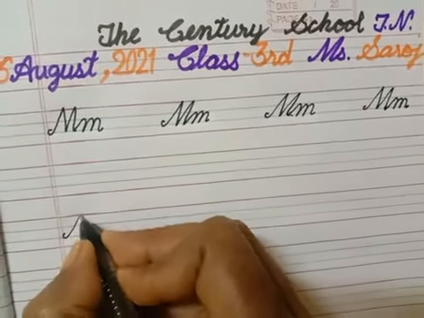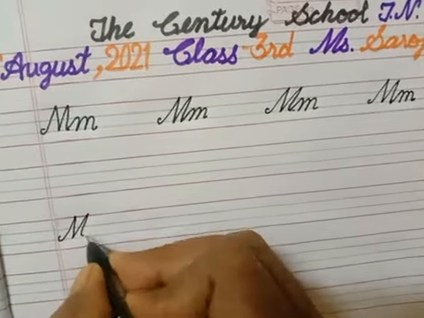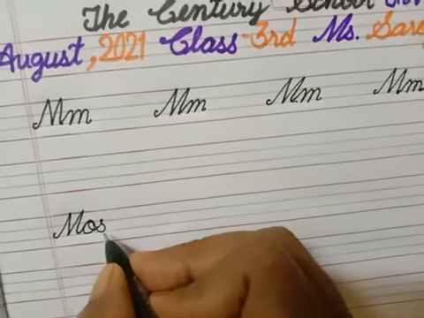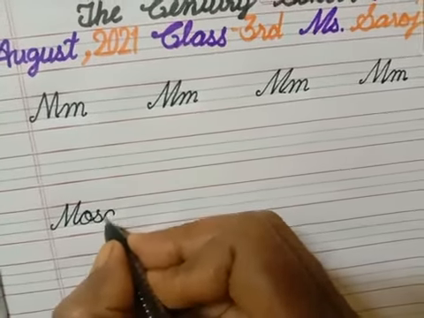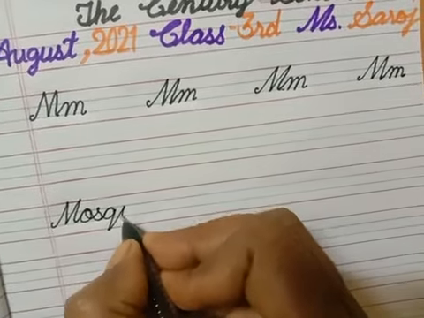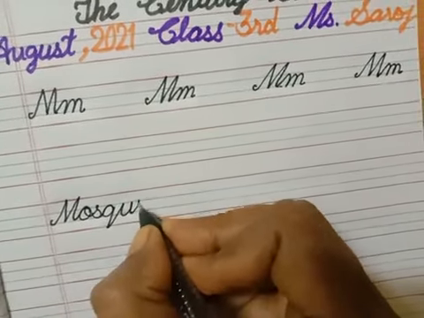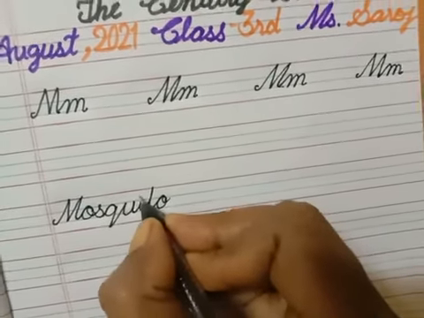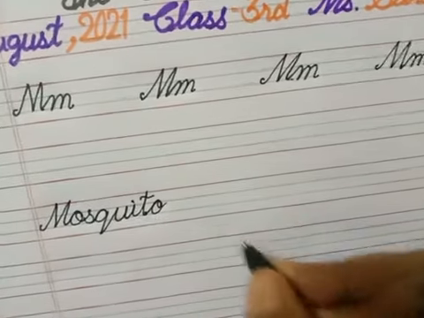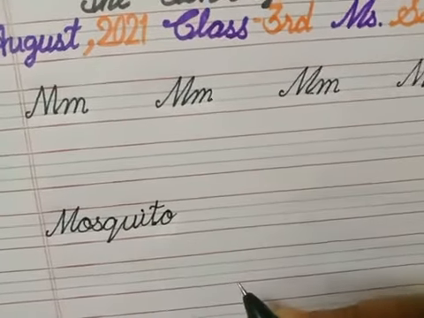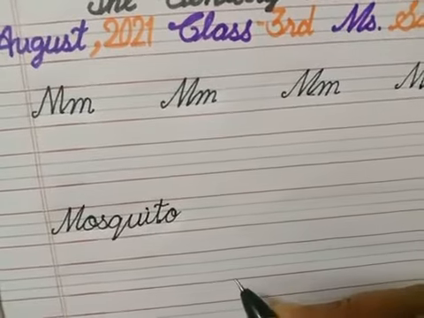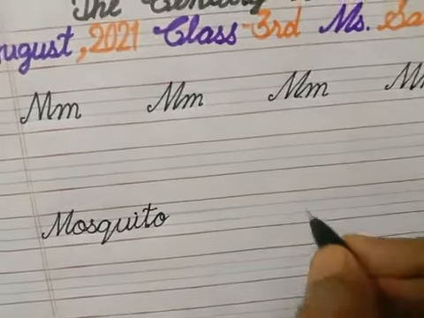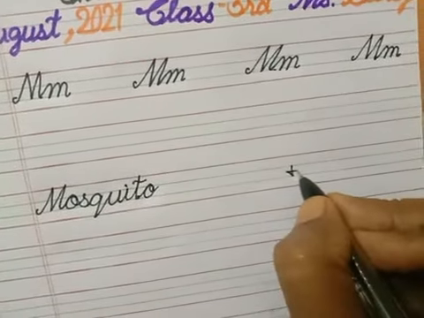M-O-S-Q. U-I-T-O. Mosquito. M-O-S-Q-U-I-T-O. Mosquito. Mosquito means machar.